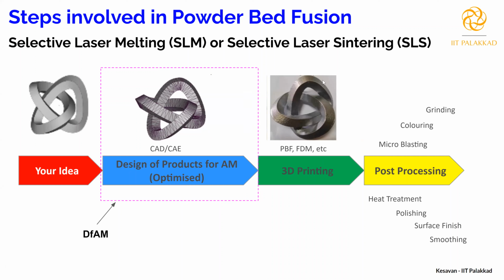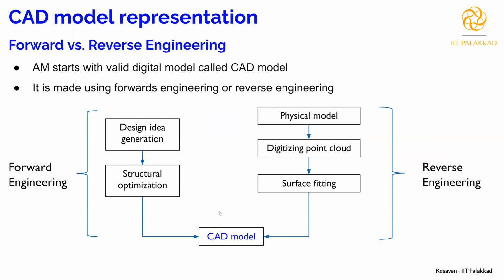Once the component is printed, there are several techniques, like powder bed fusion and deposition. Once you print, it has to go for post-processing, and there are several post-processing options available. I'm not going to talk about all those other things. I will be talking only about design of products for additive manufacturing, which is put under design for additive manufacturing. So let me give a brief about making a model.